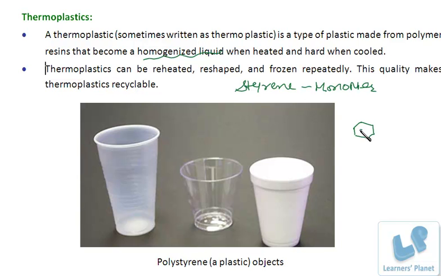I'm not drawing the structure of styrene here. You just remember it's a chemical compound. It will create confusion in your mind. The styrene monomers are linked in a linear manner and they form polystyrene, a thermoplastic, and that can be molded into these glasses. Now this is recyclable. When it is heated, it will melt again and can be given different shapes. So these can be reheated, reshaped and frozen repeatedly. That is why they are used.